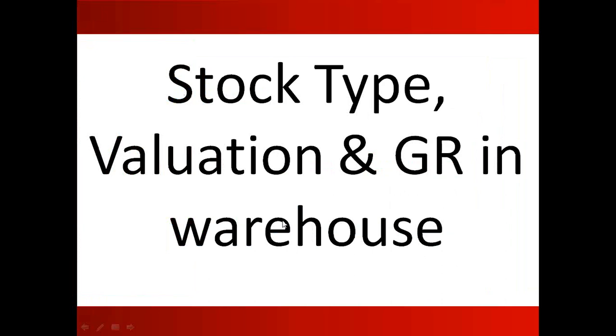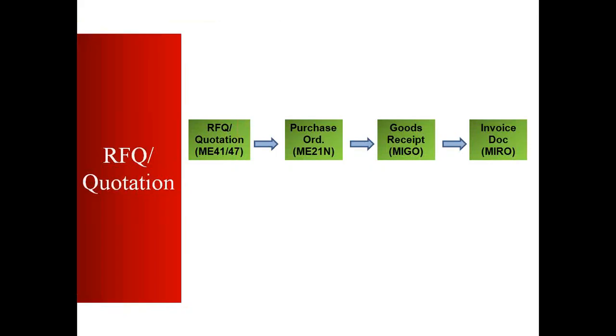Okay, so next we have the stock type and valuation and goods receipt in the warehouse. Let's see what this is. Earlier we talked about our request for quotation, and we have seen the purchase order. Now we'll talk about goods receipt.